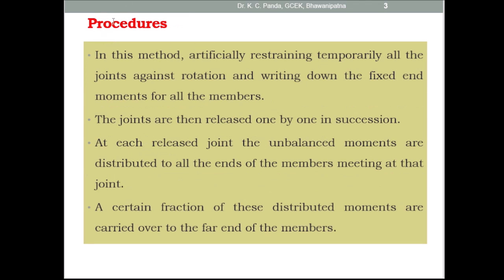Then coming to the procedures, in this method, we artificially restrain temporarily all the joints against rotation and write down the fixed end moments for all the members. The joints are then released one by one in succession. At each released joint, the unbalanced moments are distributed to all the ends of the members meeting at that joint. A certain fraction of these distributed moments are carried over to the far end of the members.